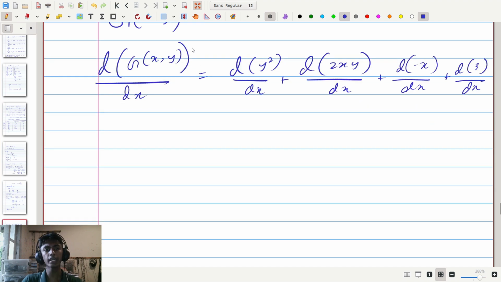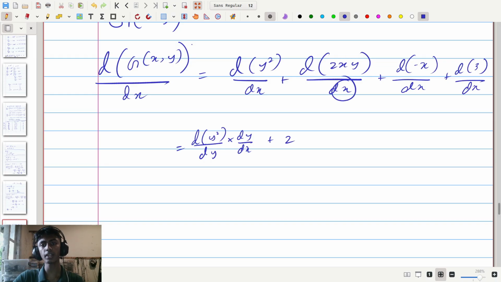Now then, doing each of these individually, y squared cannot be differentiated easily with respect to x because we don't know the relationship of y and x directly. Instead, what we can do here is use the chain rule and say that this part is equal to the derivative of y squared with respect to y times dy by dx. Similarly over here, we can take a 2 out, which I'll do, and then we have the derivative of xy with respect to x, which we can do partly but we can't do the rest.